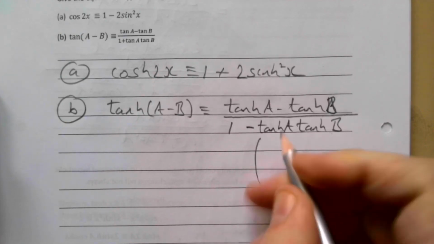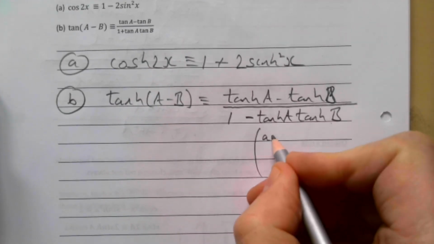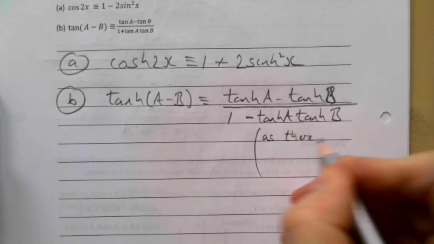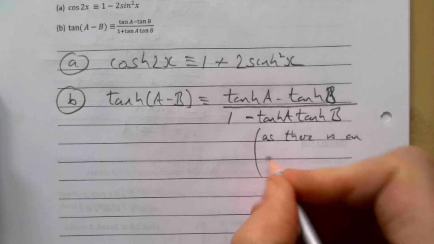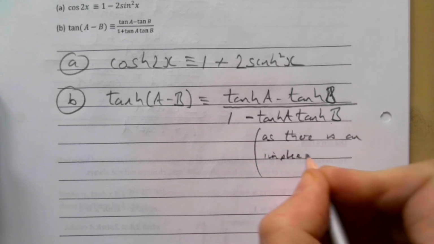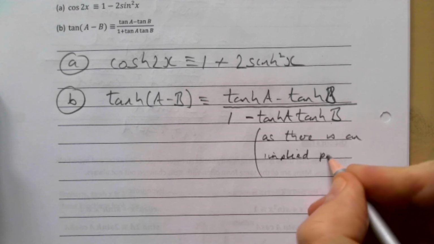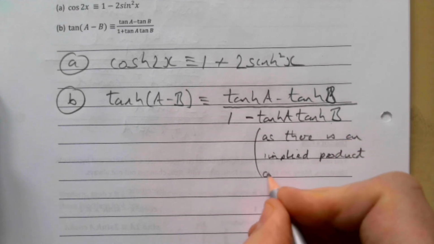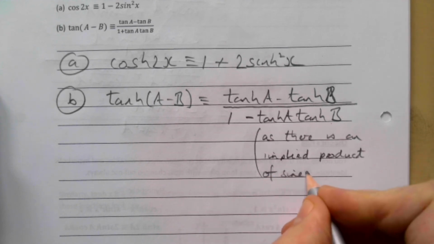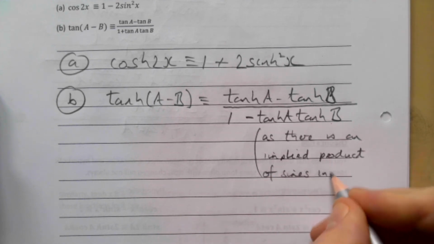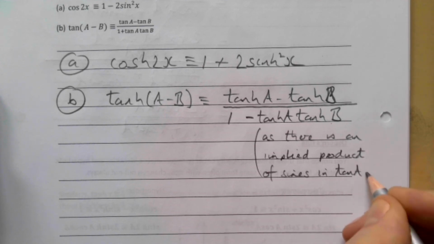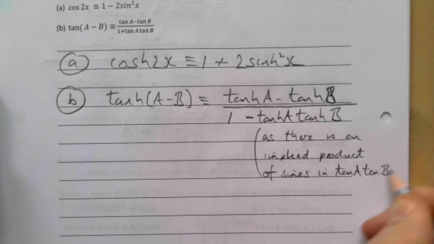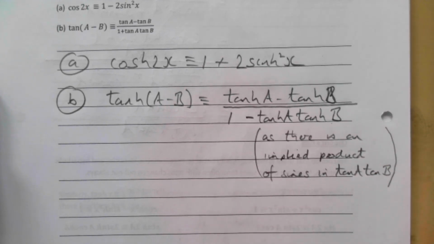And again, I've written in beside, you probably want to do the same, that there is an implied product of sines in tan A tan B. Hopefully you can see where that's coming from.